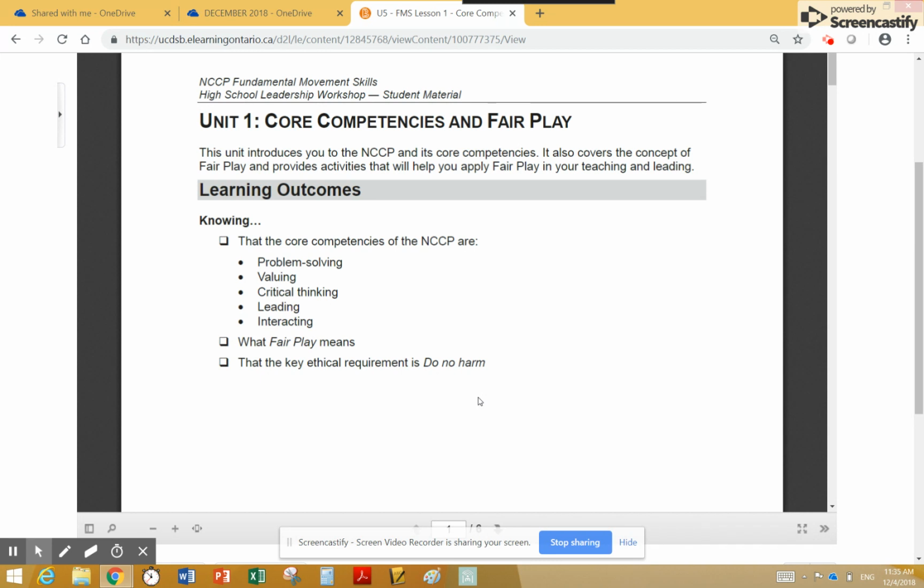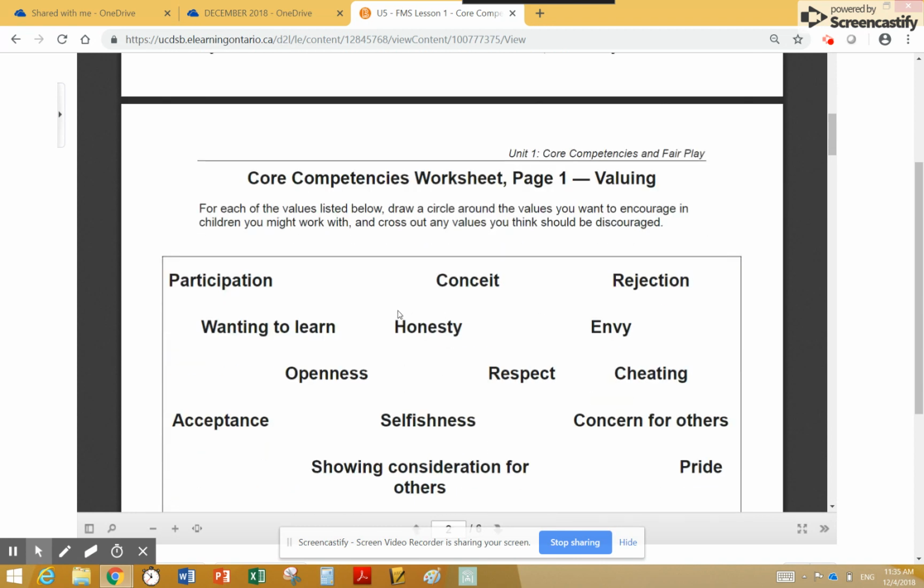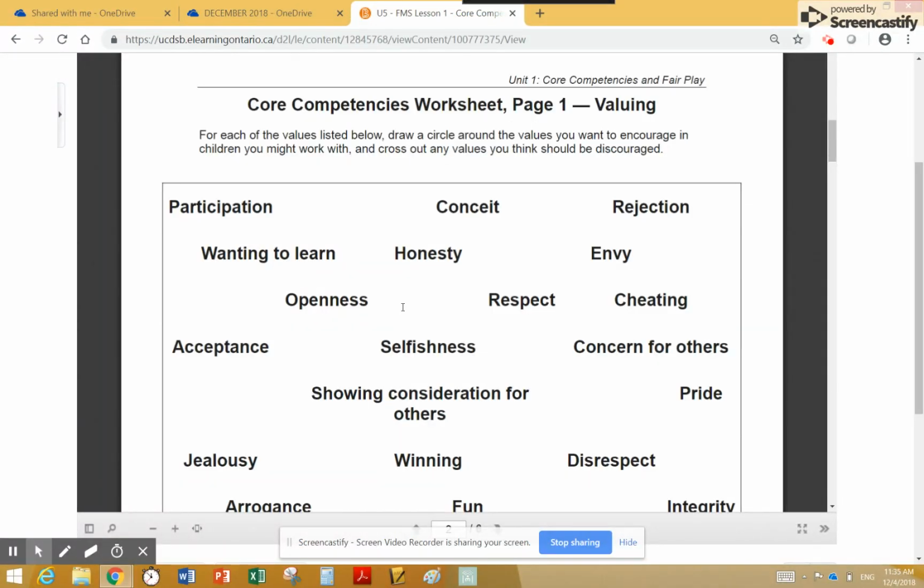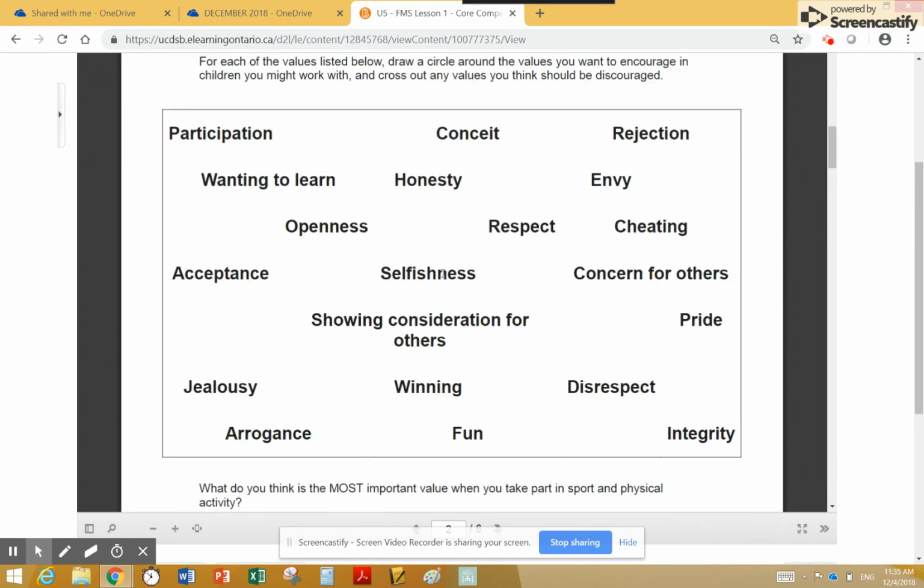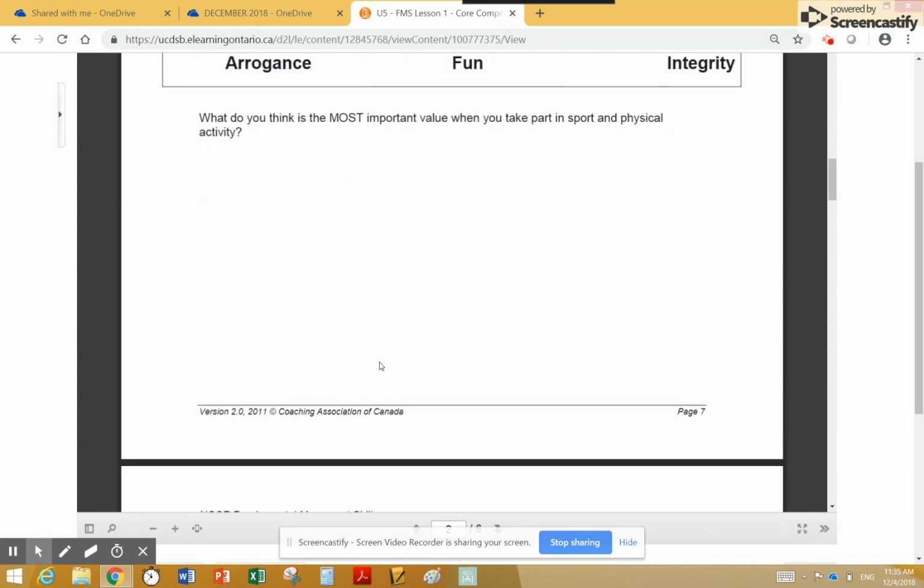Not that people usually create things with the purpose of harming, but it's about making sure you take a look at the safety situation around it. So in this activity right here, it starts off with a variety of different words and values, and you're supposed to take a look at these and cross out ones you think should be discouraged. Things like selfishness, arrogance, jealousy. You can read these and make a decision on your own as to which ones you think should and shouldn't be there.